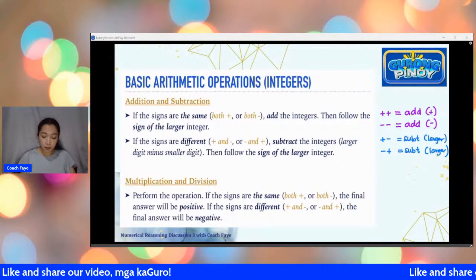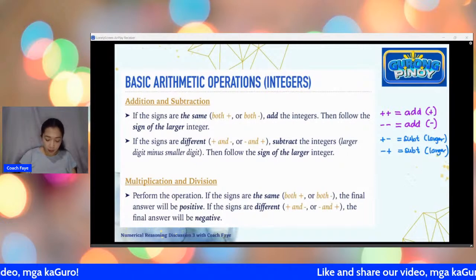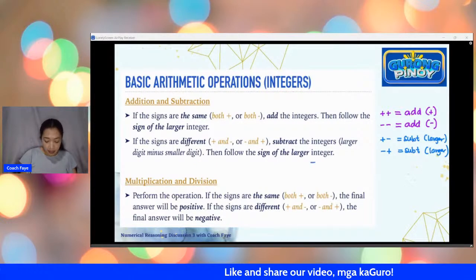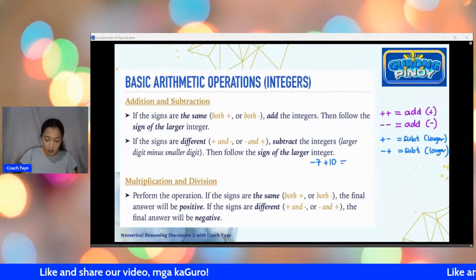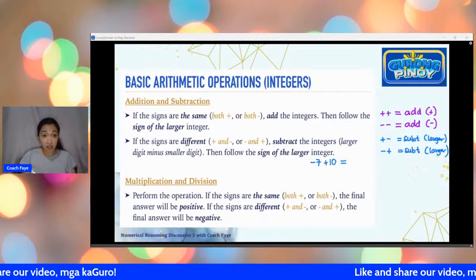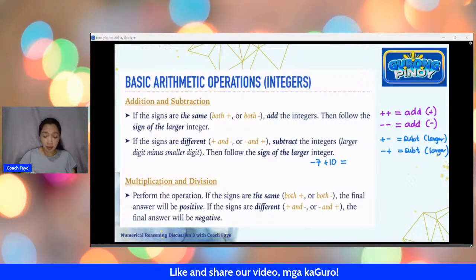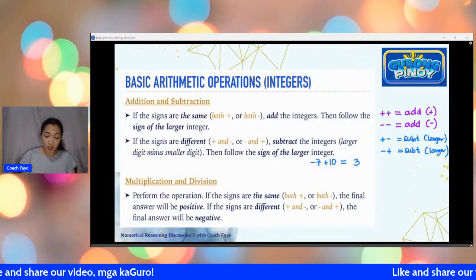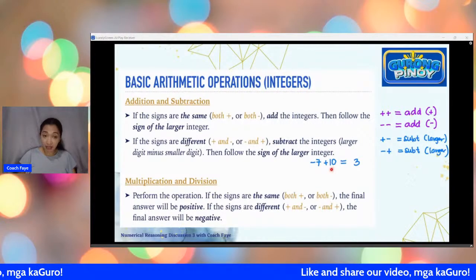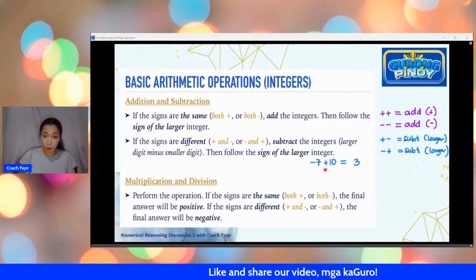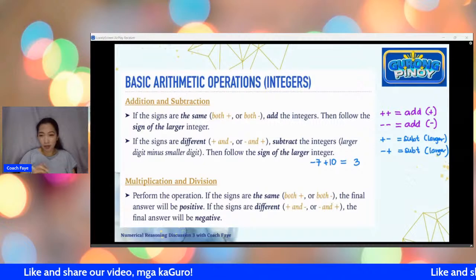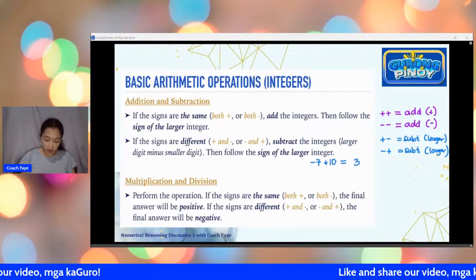For example po, if we have negative 7 plus 10, so as you can see, negative tsaka plus, so magkaiba sila, meaning we have to subtract. So our answer here is going to be 3. Tapos yung sign, kopyahin po natin yung larger digit, which happens to be 10. Mas malaki po si 10 and positive po siya. So the answer is positive 3. So you don't have to write na po the plus, but it's indeed positive 3.